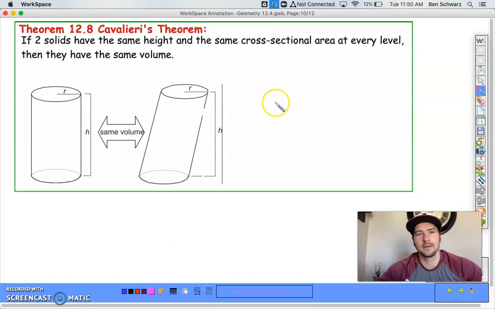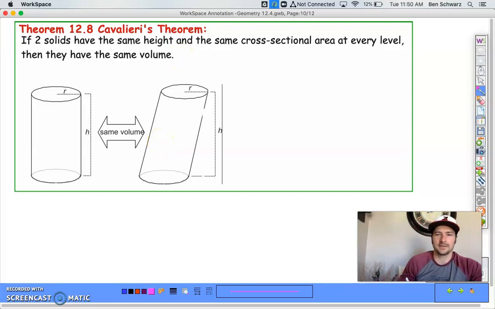Next, we'll talk a little bit about Cavalieri's theorem. Nothing really hard. Just says if two solids have the same height and the same cross-sectional area at every level, then they have the same volume. So basically it's saying you can take a cylinder or a prism and essentially tilt it. As long as the heights remain the same, they're going to have the same volume. It's really all that is.